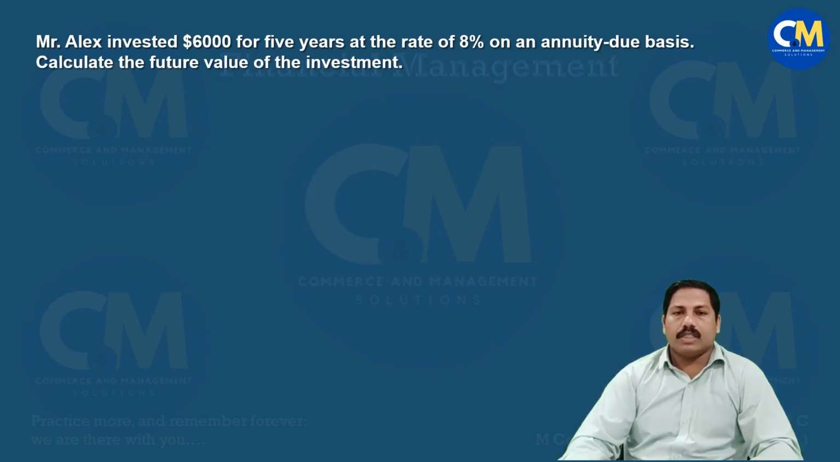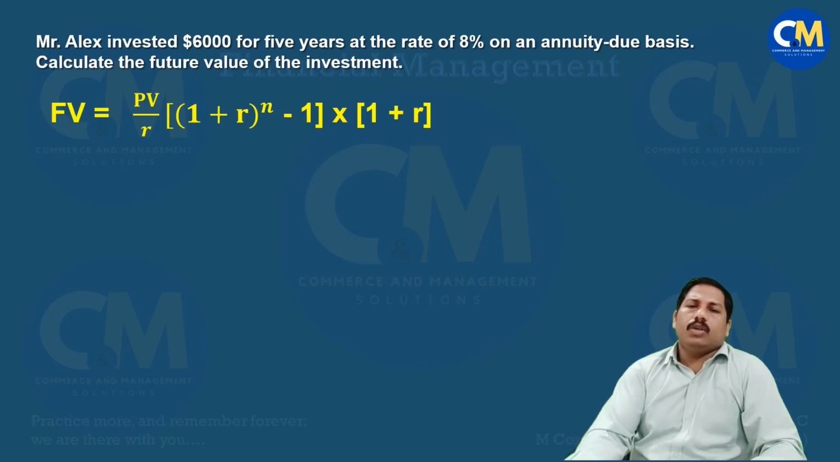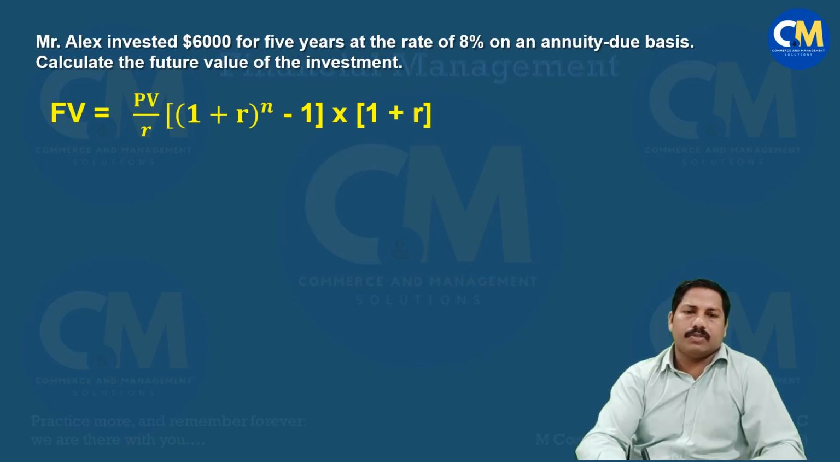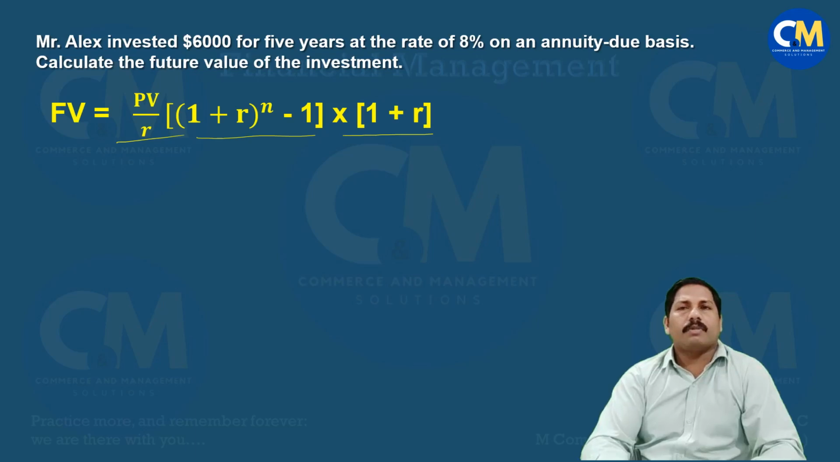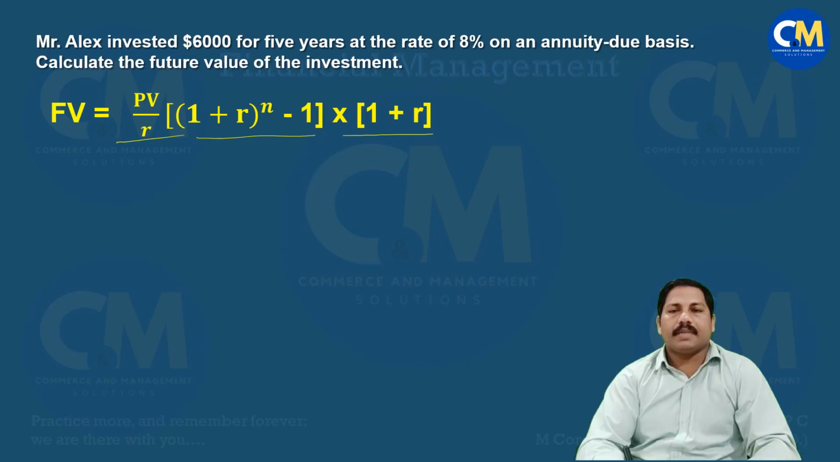To work out this question, we can use a simple formula. PV divided by R into 1 plus R is n minus 1. This part of the equation we already discussed in the previous question to calculate the future value. In case of normal annuity, we can use only this part of the equation. In case of annuity due, 1 plus R has to be multiplied with the normal annuity. That is only the difference. So just study this formula, that is PV divided by R into 1 plus R is n minus 1 into 1 plus R. So let us take the values.